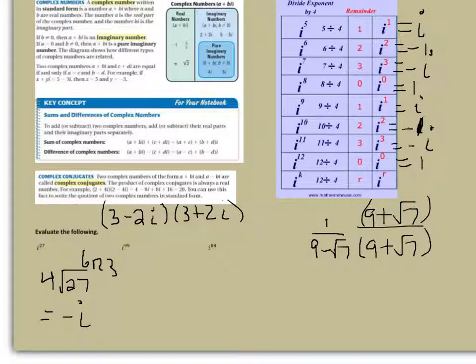i to the 99th, well, 4 goes into 99 24 times, also with a remainder of 3, so it's negative i. i to the 88th, that goes into it 22 times with a remainder of 0, so it's 1. Okay? So hopefully we're starting to see the pattern here.